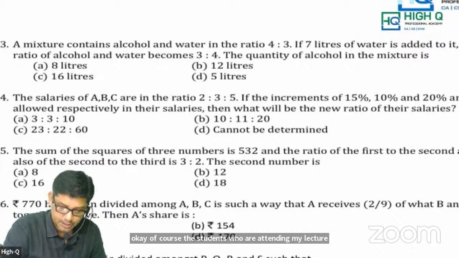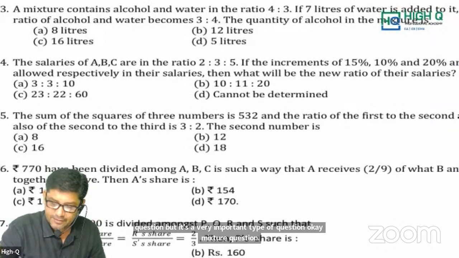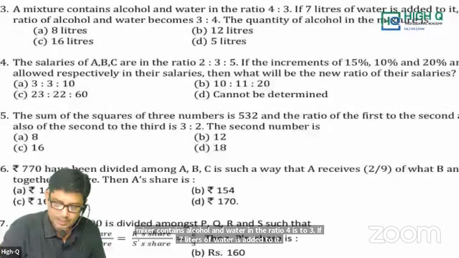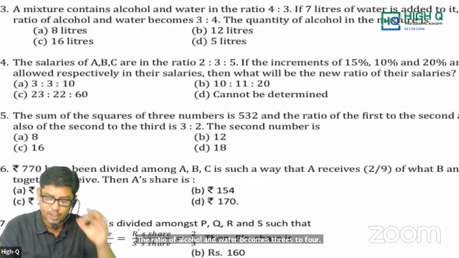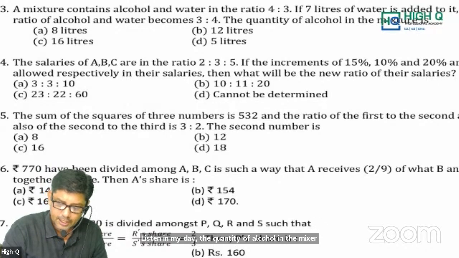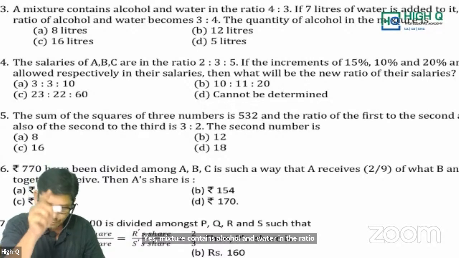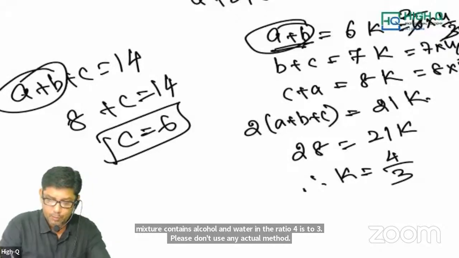Okay. Mixture question. A mixture contains alcohol and water in the ratio 4 is to 3. If 7 liters of water is added to it, the ratio of alcohol and water becomes 3 is to 4. The quantity of alcohol in the mixture. Listen here, my dear. Please don't use the actual method. Now, I want to teach you the actual method.